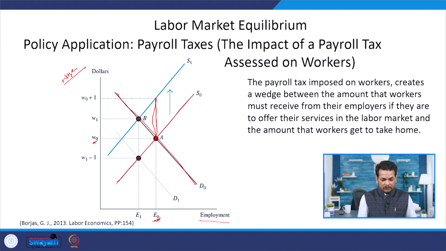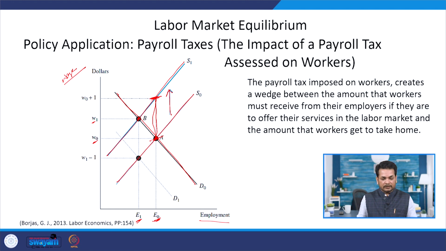So, to hire E0 amount of workers, the firm has to have the cost of W0 plus 1, out of which W0 is the actual wage the workers are going to get, and the actual cost for the firm is W0 plus 1. As a result, the supply curve has shifted from S0 to S1, and you can see the new equilibrium has shifted from point A to point B, and at this new equilibrium point, the firms are going to hire E1 amount of workers at W1 wage rate.